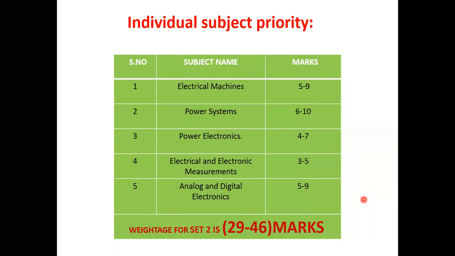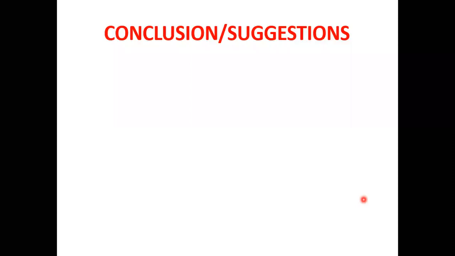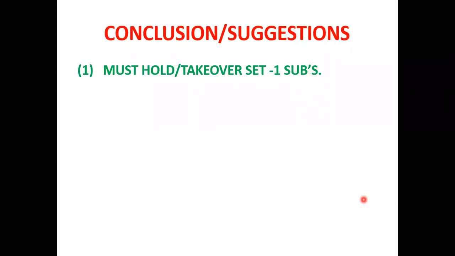From this, what will be the conclusion? Of course, I will conclude this session within a fraction of time. You may consider this conclusion as suggestions also. The first conclusion is, we need to give a lot of importance to the Set 1 subjects, because just now we have seen the weightage for Set 1 is very, very more when compared to Set 2. So that's why the first suggestion is, you must give importance to Set 1.